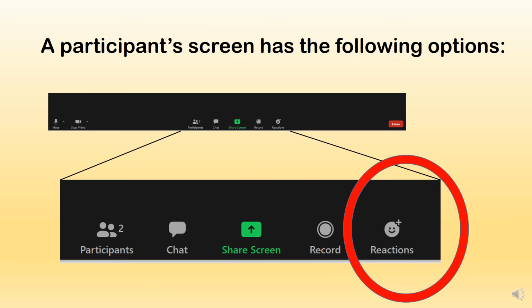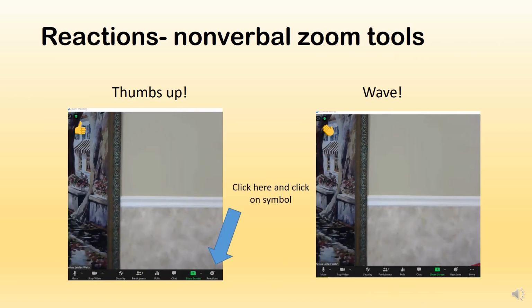The last icon of the Zoom tools is the reaction tool. Let's check it out. There are two action tools in the Zoom tool list. The first one is the thumbs up. Simply click on the reaction down in that bottom corner and select the thumbs up option. A great way to let someone know they did a good job with their presentation.